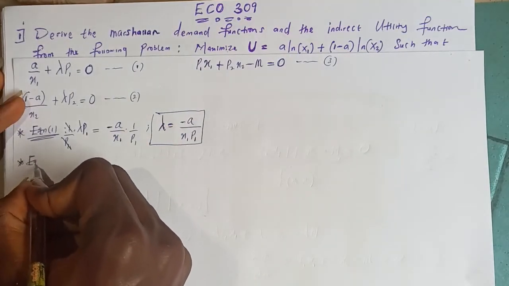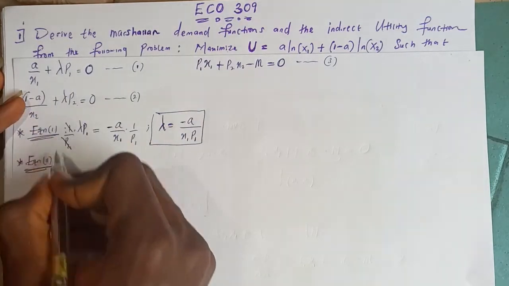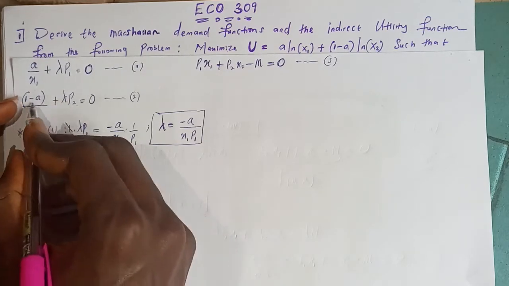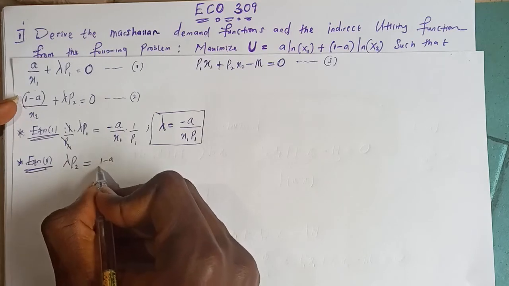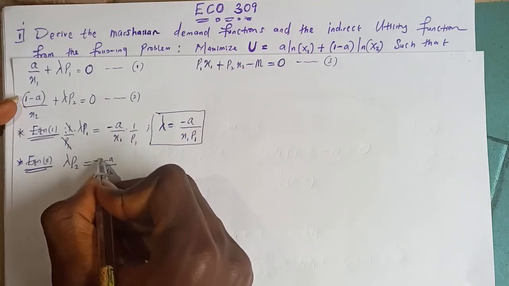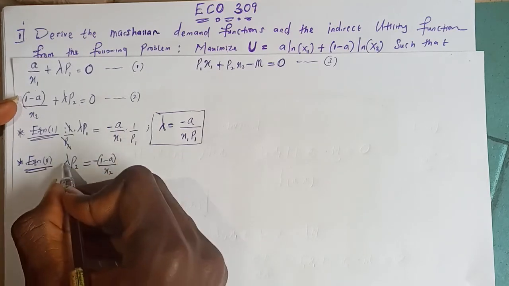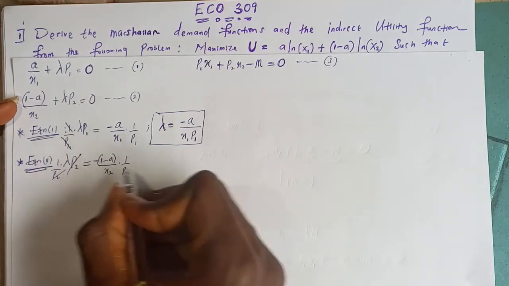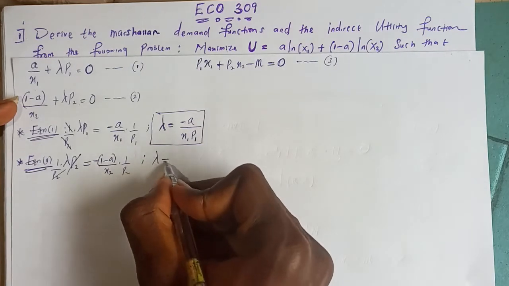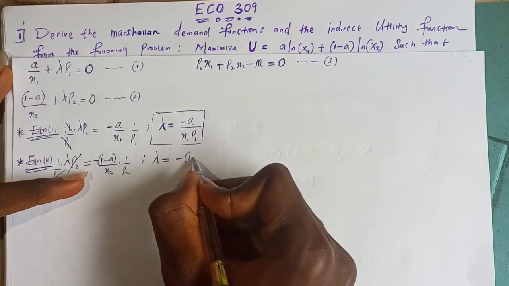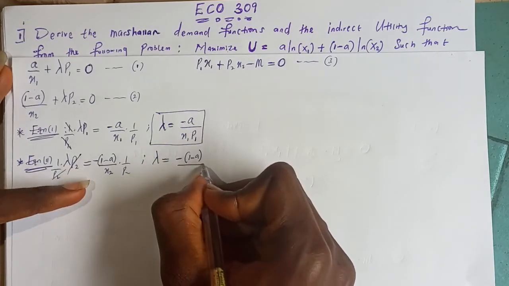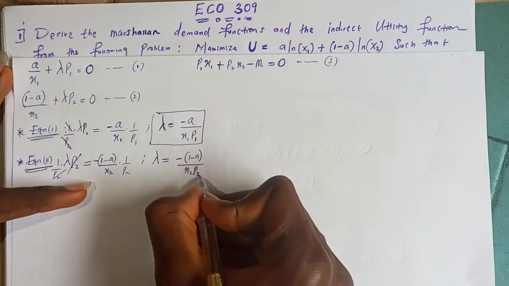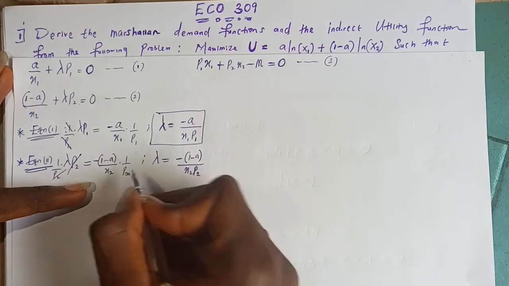Similarly, from equation 2, if we decide to make lambda the subject of the formula, we have lambda p2 equals to, when this goes to the other side, negative of 1 minus a over x2. So if I multiply both sides by 1 over p2, this cancels this. I will end up having lambda to be equal to negative of 1 minus a all over x2 p2. So this is what I'm going to have.